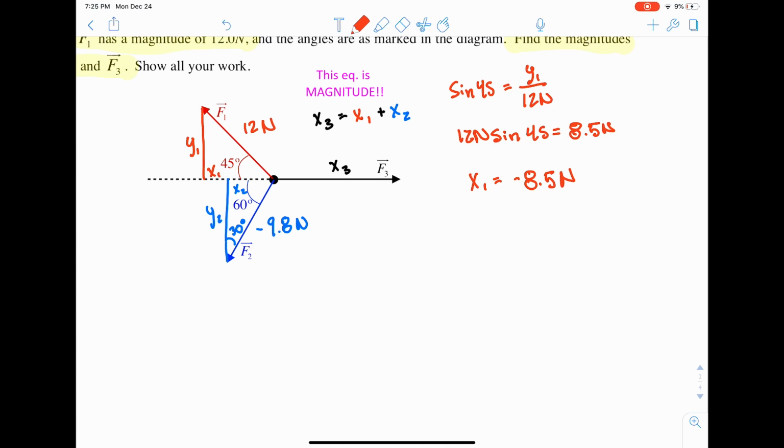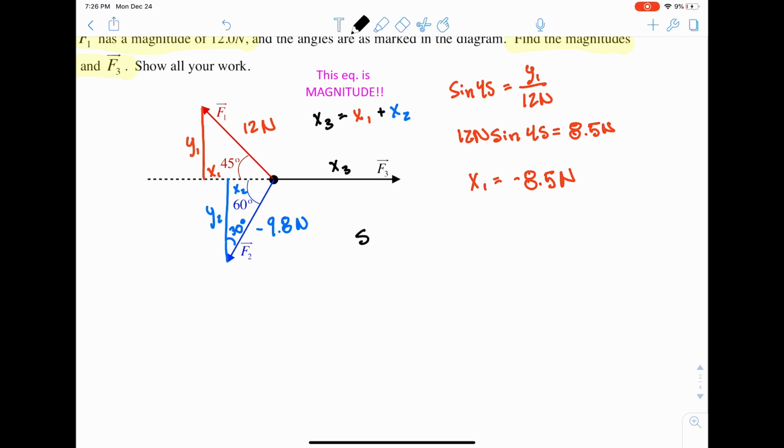Now with this value, all we need to do is find x2 in order to find the sum of the two values in order to get x3. So again, with x2, it's just another trig equation you have to set up. There's many directions you can take. You can use tangent or you can use sine. So I'll go through both paths so that you guys have an idea of what both of them are like.